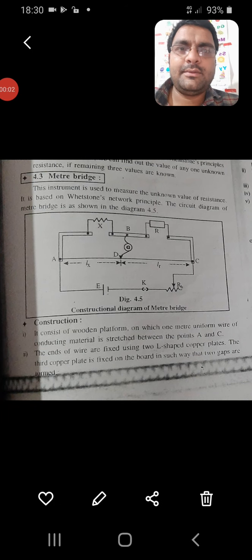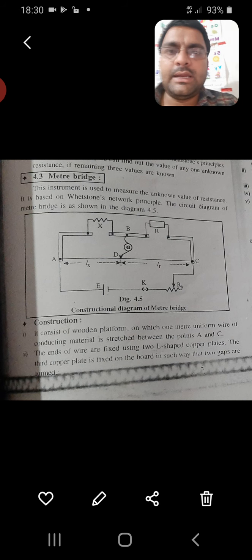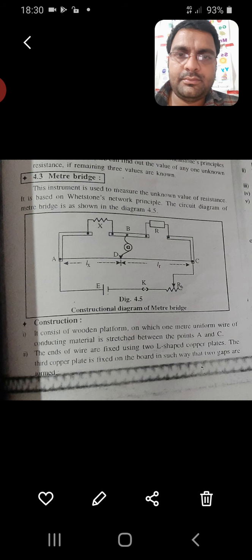Hi friend, in the last lecture we have seen about Wheatstone meter bridge. Okay, today we are going to learn in detail about meter bridge.